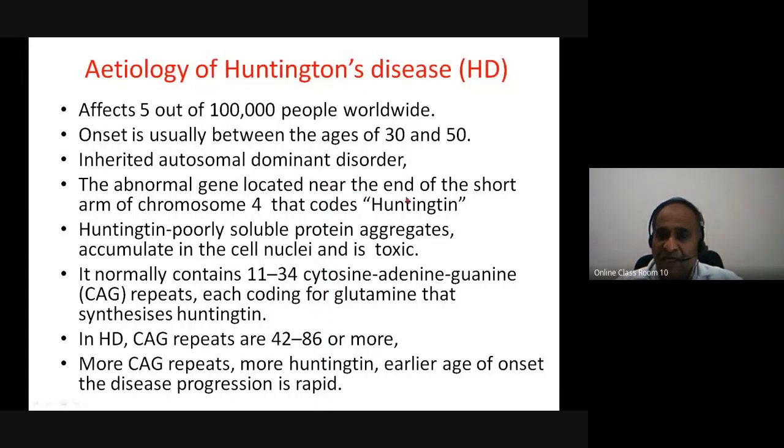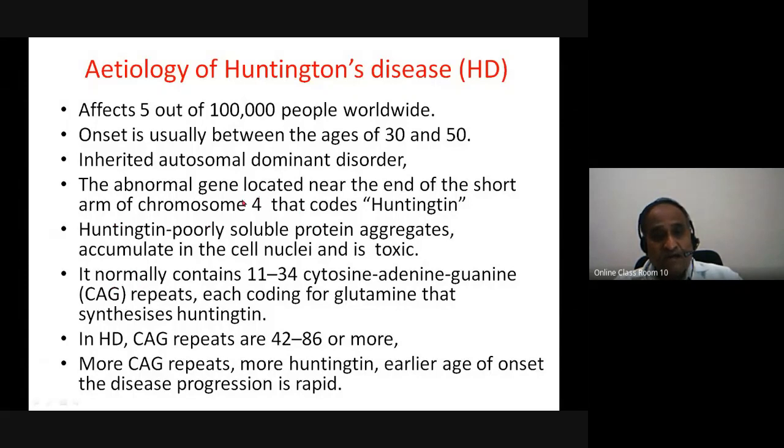But when Huntingtin accumulates more than required, since it is a poorly soluble protein, because of the poor solubility it aggregates and accumulates in the cell nuclei, especially the neuronal nuclei, and these aggregates become toxic. So once it accumulates in the cell nuclei, it becomes toxic.